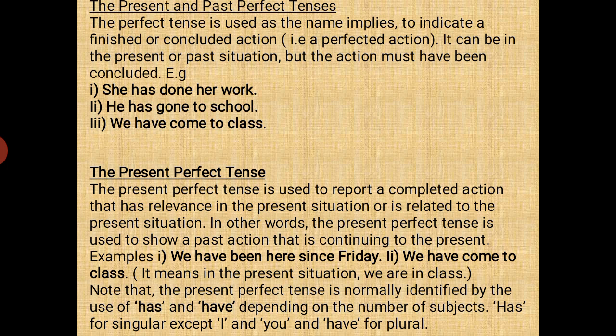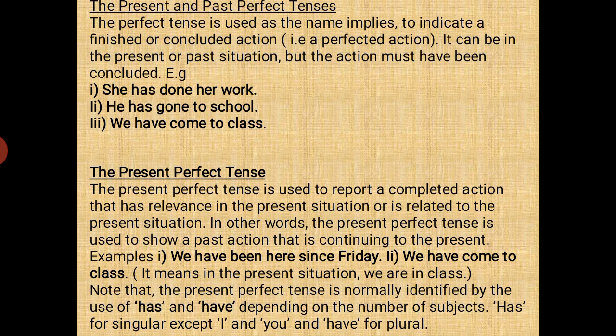For example, she has done her work. She has done it in the past. He has gone to school. We have come to class. Then we have the present perfect tense.